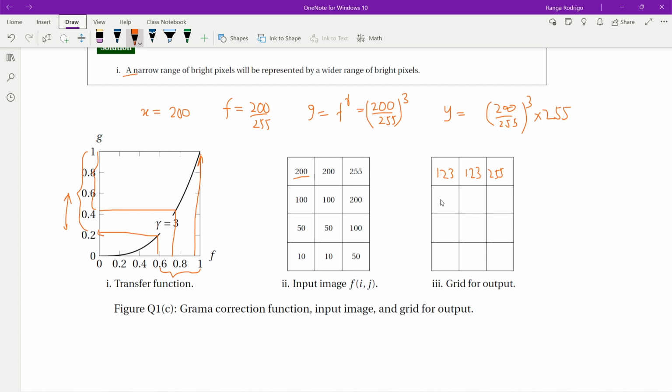Then 15 for 100, 123, and 0, 0, 1. You can see that if you do a quick check, like 50, it's about 1/5 of 255. So it's somewhere here, and you can see it almost maps to 0. Okay.